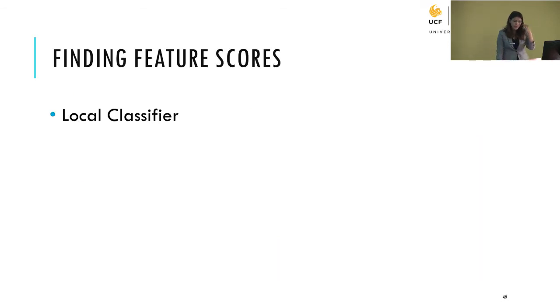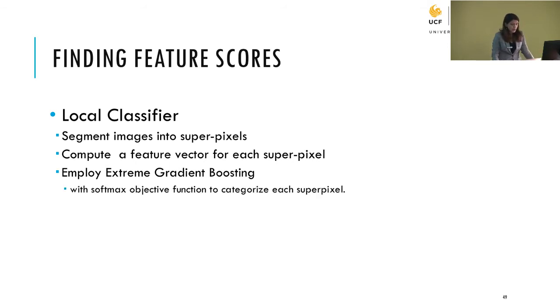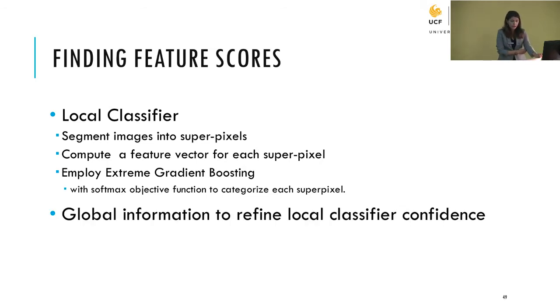For finding the feature scores, we can use the local classifiers. We segment images and compute the feature vectors for each superpixel, and we train XGBoost to get the category for each superpixel. Also here we want to use global information, because in performing scene labeling, using scene information can be helpful. For example, if you know the scene is a restaurant, the probability of seeing a semantic label like chair would be high, or if it's a desert, the probability of seeing river is low. So we want to use this idea.